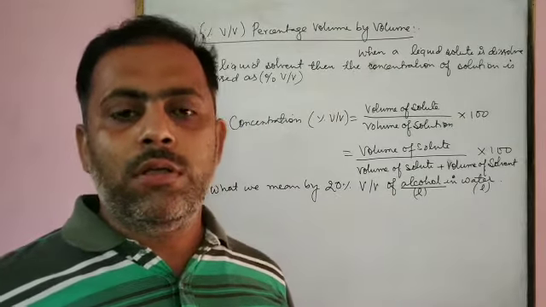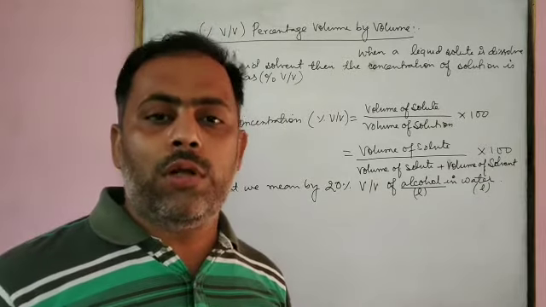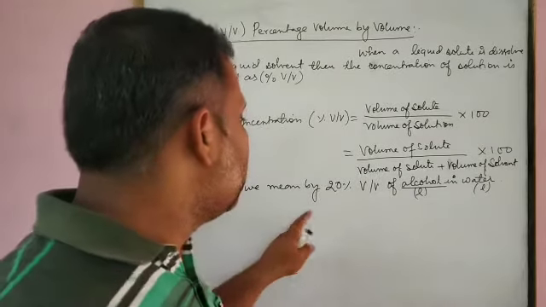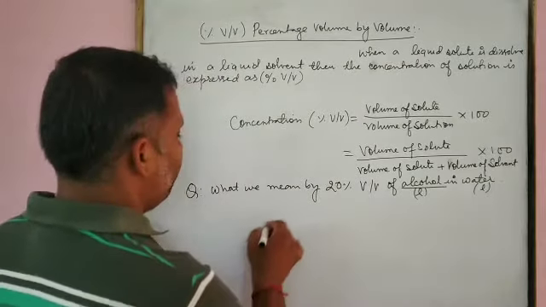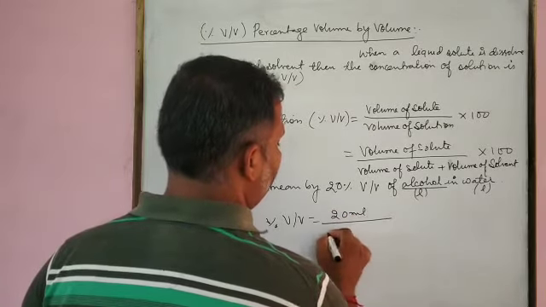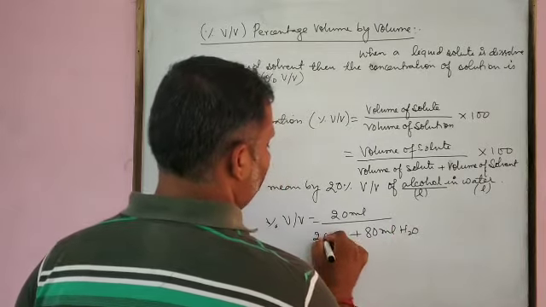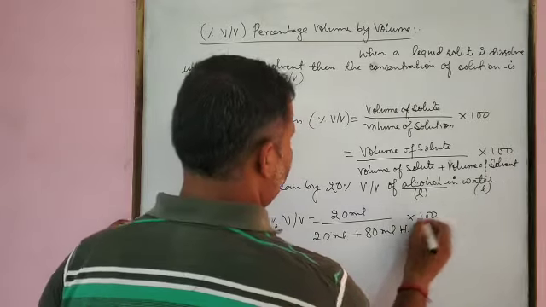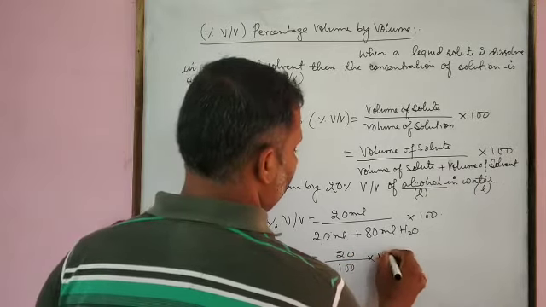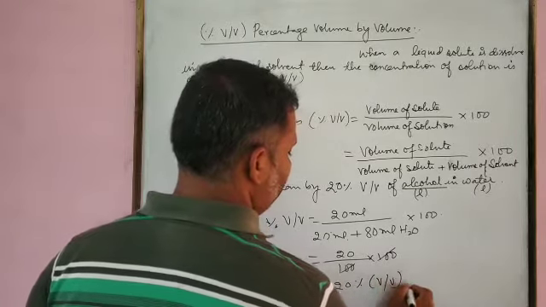20% V by V means when 20 ml of alcohol is dissolved in 80 ml of water, then the total solution will be 100 ml, and we have 20% V by V. In that case, what we have? 20 by 20 plus 80, that is 100, into 100. Then we have 20% V by V.